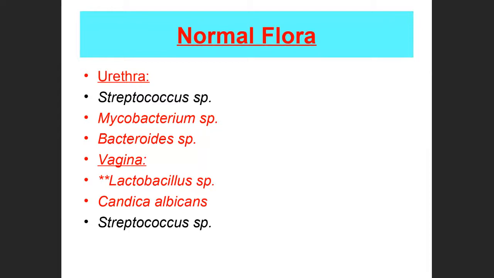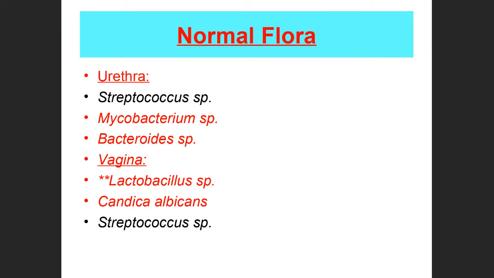Urethra, actually, it may even vary between males and females, but in general, lots of Streptococcus, Mycobacterium, especially in males, Bacteroides, which is an anaerobe also found in the mouth and the large intestine. Vagina, that's a very special place. It is loaded with a bacteria called Lactobacillus.